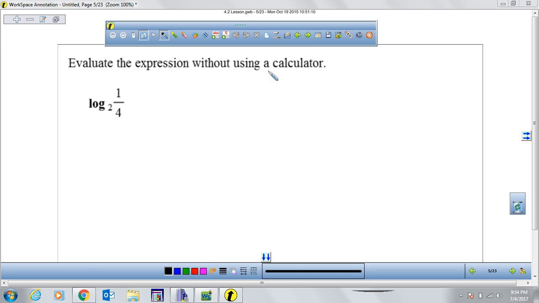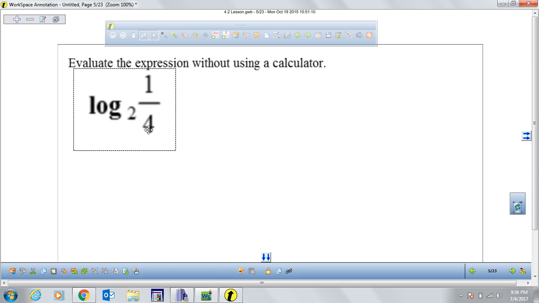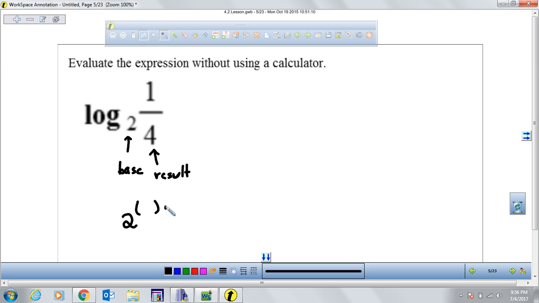Now, this one says log base 2 of 1/4. We want to evaluate this expression. What do we know about this 2? This 2 represents the base, and this 1/4 represents the result. Anytime we are evaluating a logarithmic expression, we're always finding the power. So I need to find a power that when I raise this 2 to that power, it gives me an answer of 1/4.